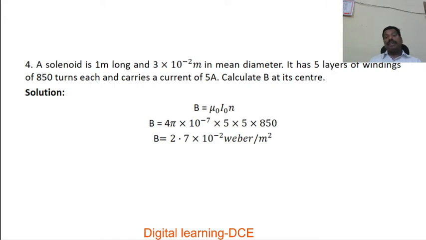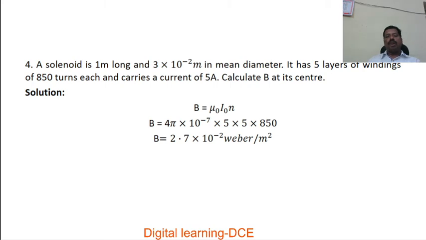Here 5 layers of winding is given. In the previous discussion, the total number of turns in the solenoid was given. Now we should calculate the total number of turns. That is 5 layers of solenoid, each layer having 850 turns, means 5 into 850. That gives the total number of windings in the solenoid. Thereby we are going to directly substitute that.